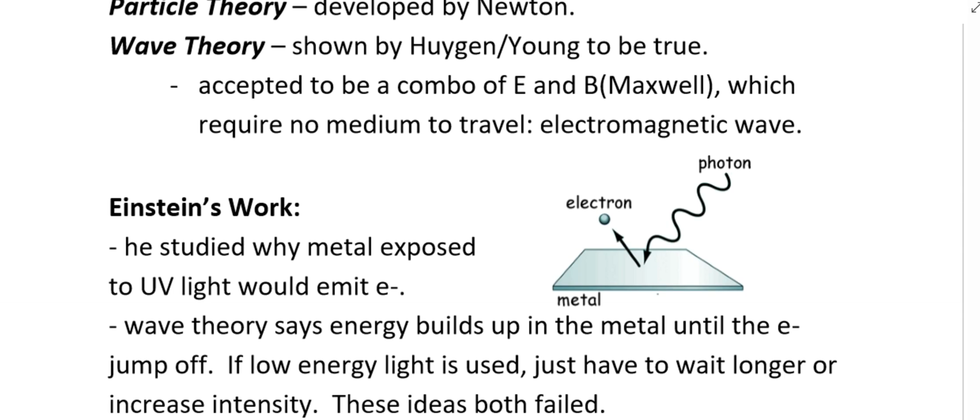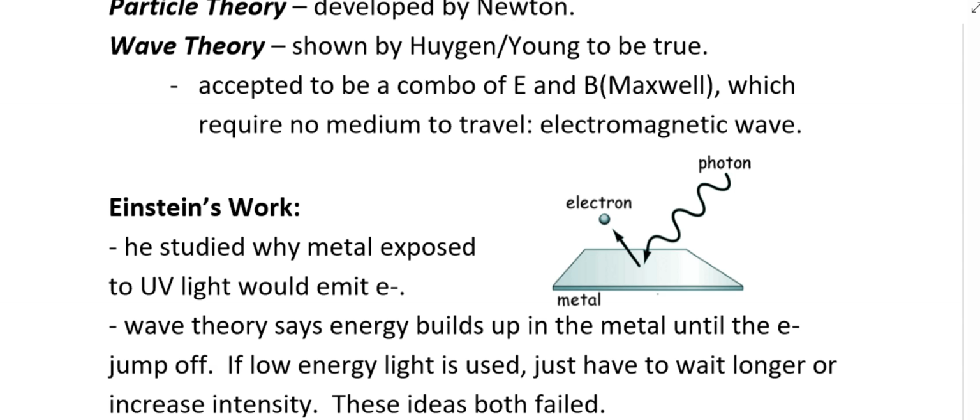Now, you typically don't see this because for most light that we are familiar with, the energy is really low. So if that's true, you just have to wait longer or make the light brighter. And if you make the light brighter or wait longer, more energy will be absorbed, and eventually the electrons will jump off. And of course, both of these ideas failed miserably. Neither of these things worked. The wave theory of light had no explanation for what was actually going on.